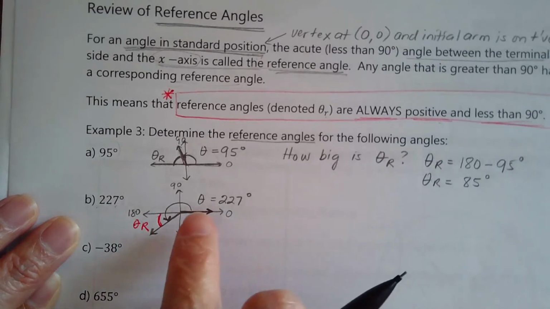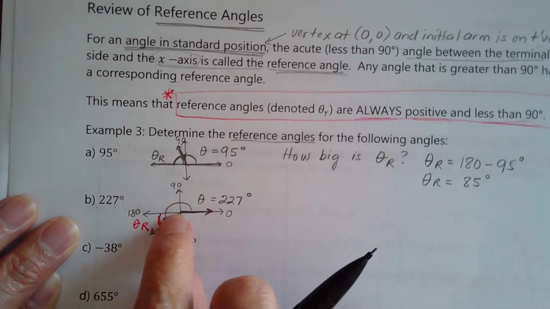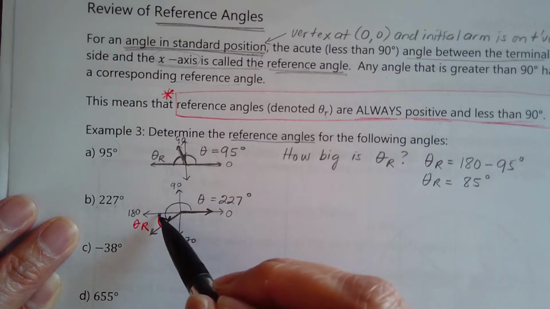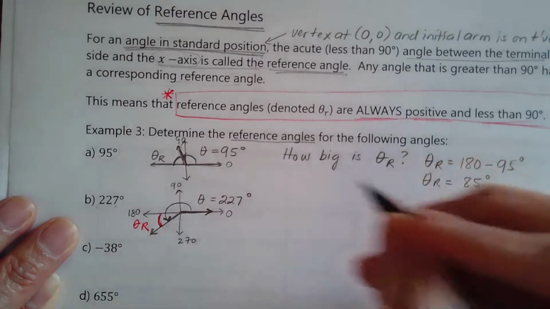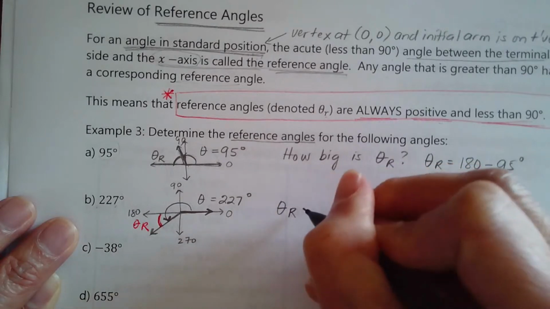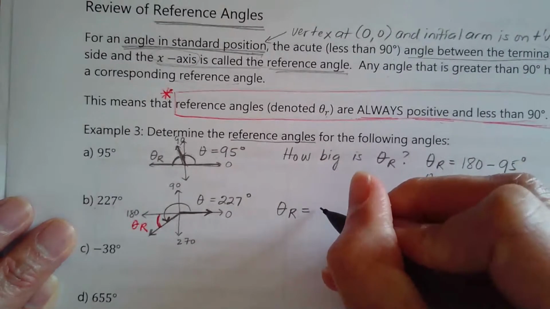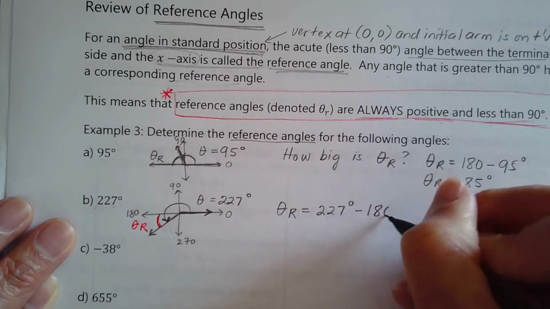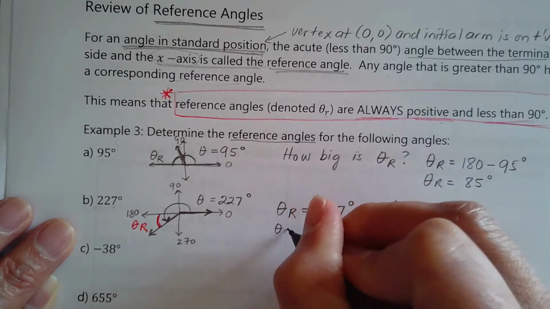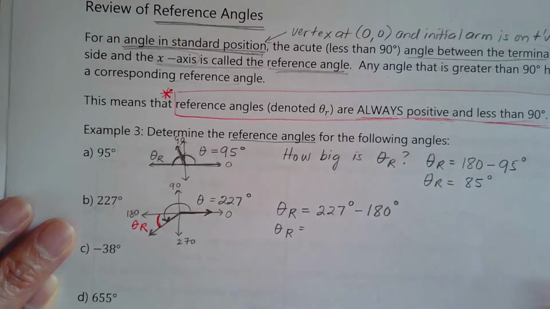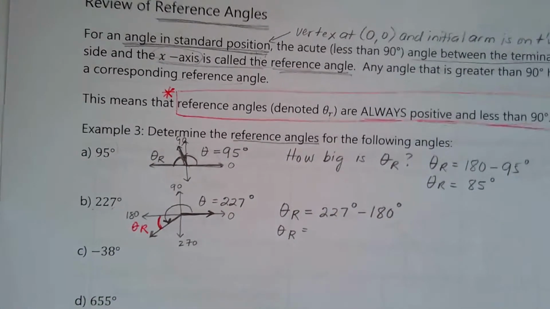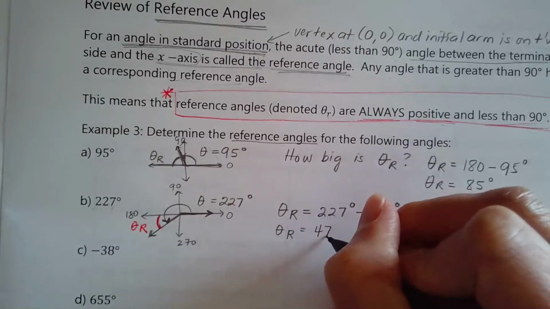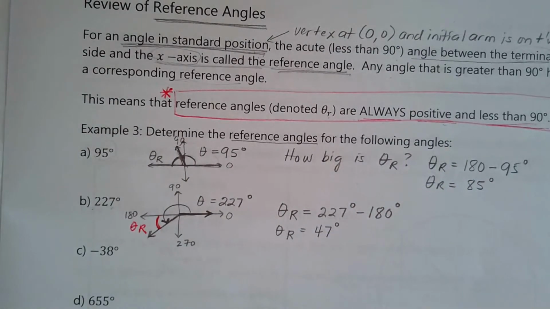So if I want 227 degrees, and I subtract by 180, then I'm going to be left with this little angle right there. So theta r is equal to 227 degrees minus 180 degrees. So 227 minus 180 is going to give us a 47 degree angle right there.